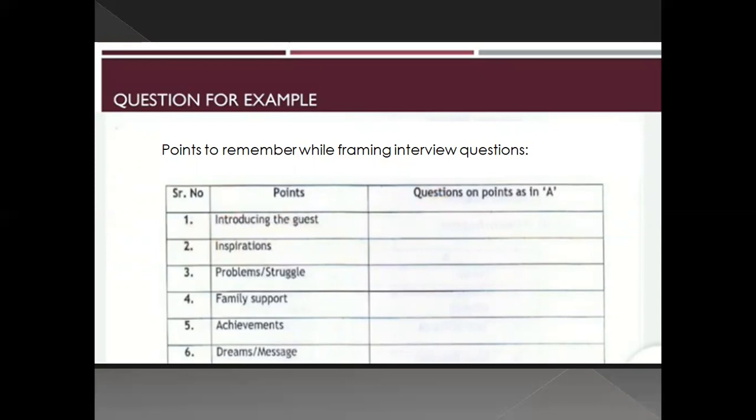So those questions can also be asked here. Then you can ask questions about their achievements, like what recent achievements they have made. And then at the end you conclude by asking about their dreams, and about giving a message to the people who are listening to this interview.